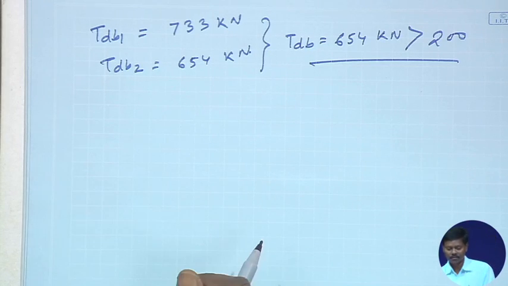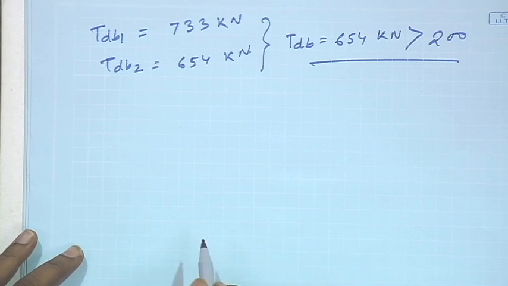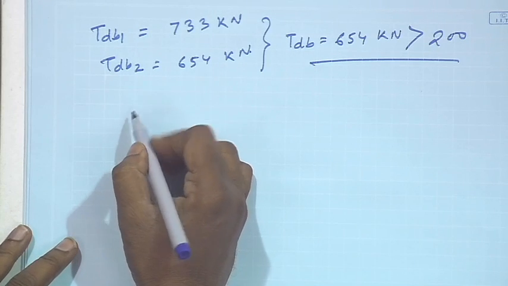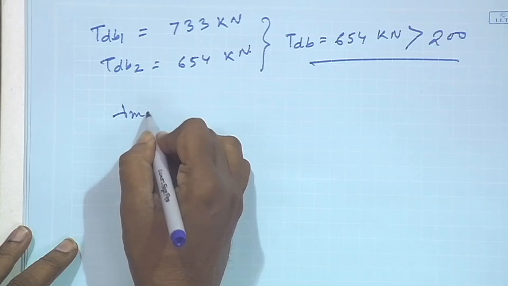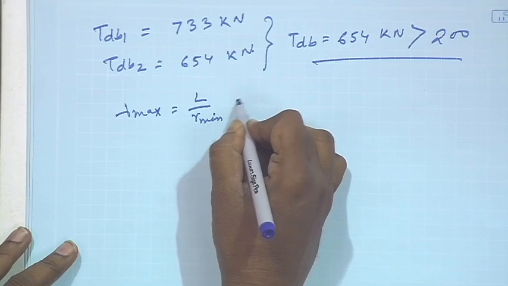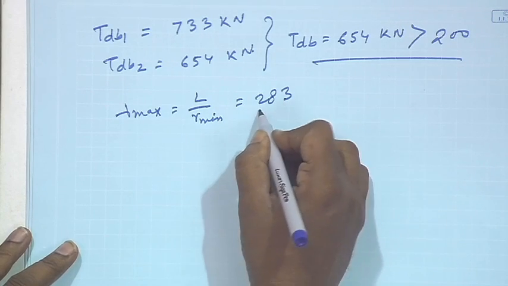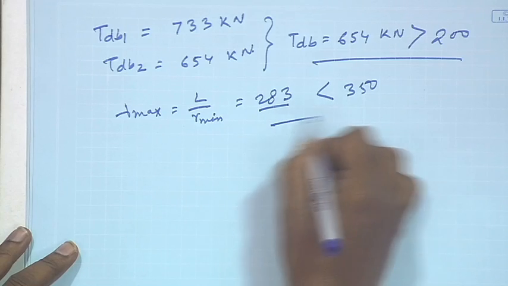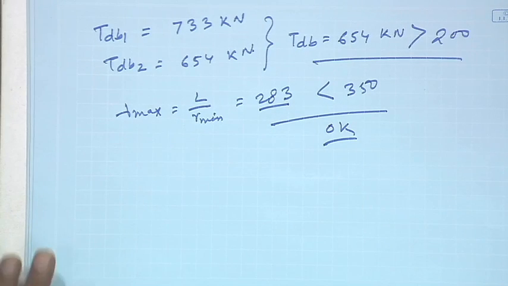So, the section whatever we have chosen for weld connection is absolutely fine, and also I can find out the lambda max. Lambda max will be L by r minimum, that will become the same as earlier, 283, which is less than 350. So, it is okay. That means, the section which we have considered, that is 75 by 50 by 10, in case of bolt connection as well as in case of weld connection, it is safe. Okay. So, this is how we can design a section under tensile load, right.